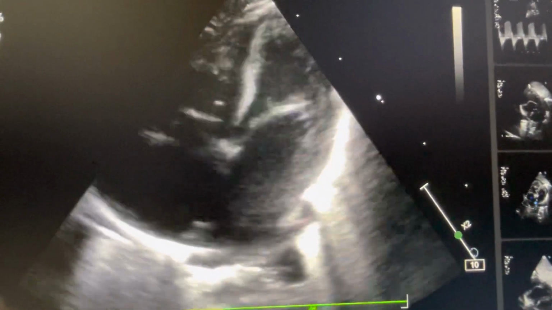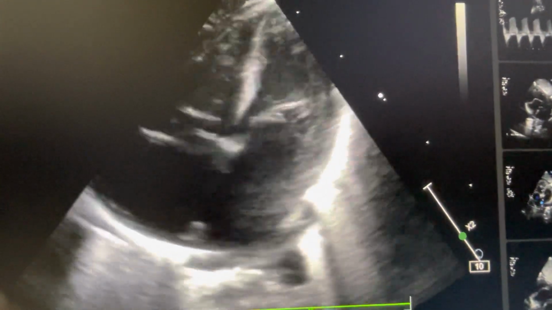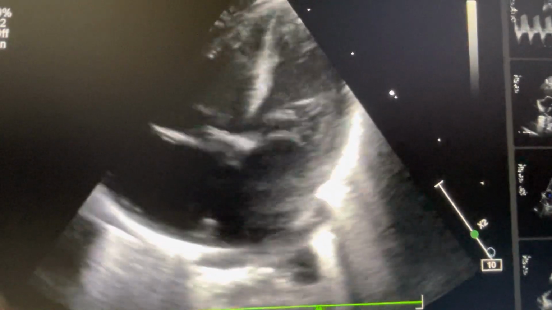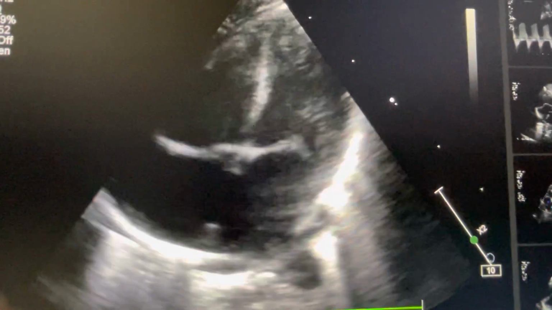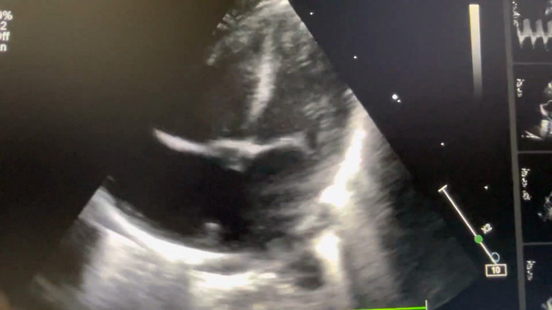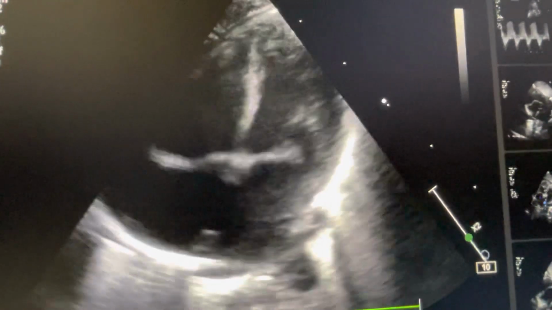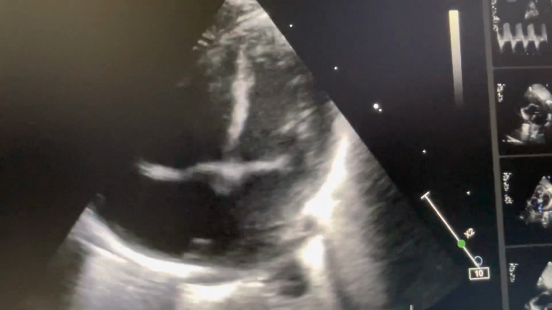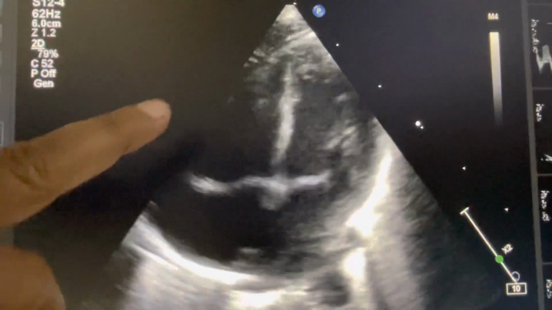This is the case of d-transposition of great arteries. You will find how to diagnose d-transposition of great arteries. In this image, you see apical four-chamber view, RA and RV.